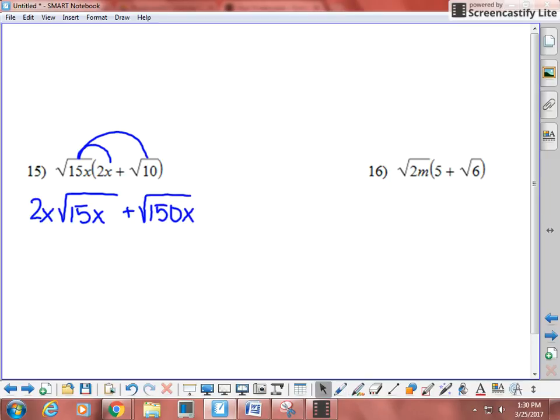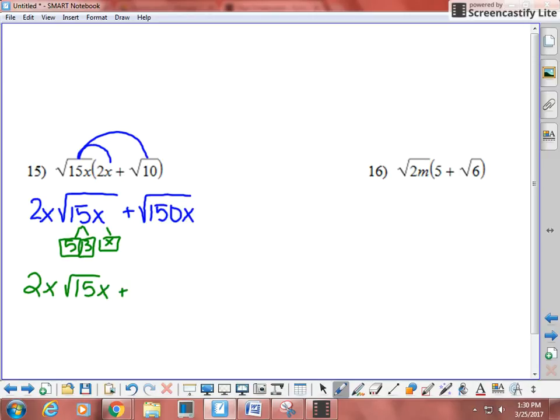So now I can break things down as much as I can. Okay, well, if I break down 15, I get 5, 3, and this is a single x. So these are all single, so I can't do anything with it. So what I'm going to do is rewrite it the same as I had it.